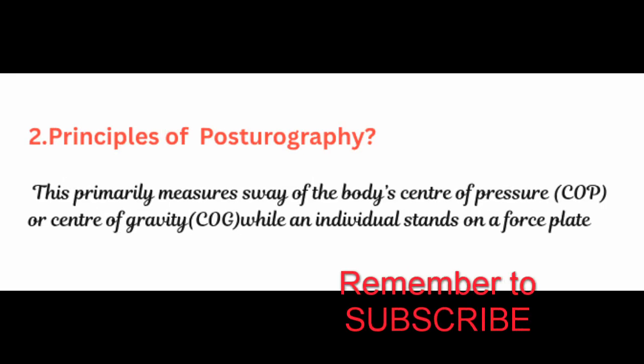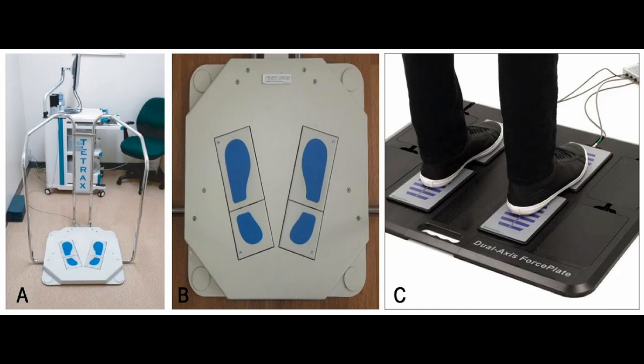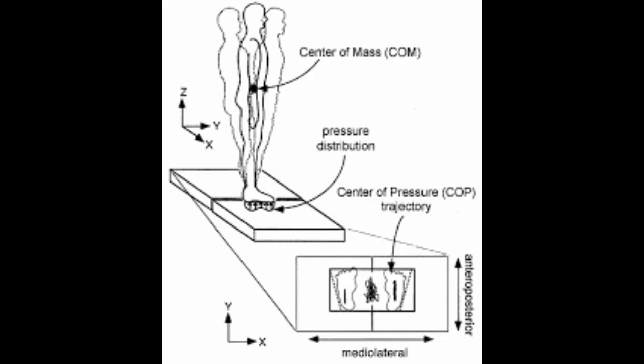Coming to the principles of posturography, this primarily measures the sway of the body's center of pressure, which is called COP, or the center of gravity, while an individual stands on a force plate. So naturally, what is a force plate? A force plate, as you can see here, is an instrumented platform containing transducers that measure the ground reaction forces and the moments exerted by the feet. These measurements are then used to calculate the COP, which is the point of application of the resultant ground reaction force.